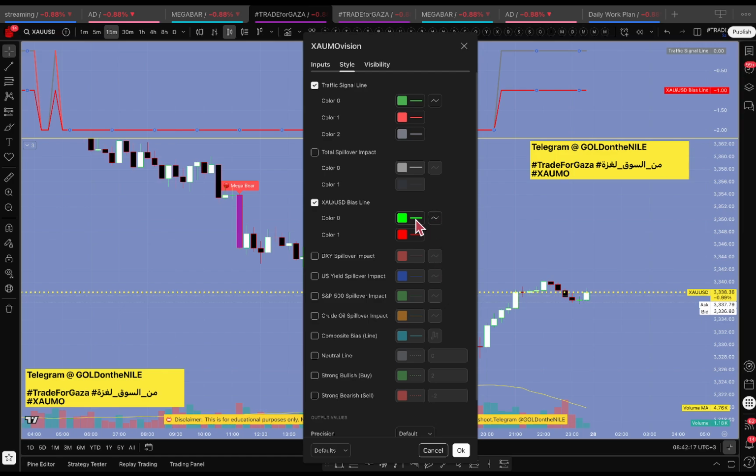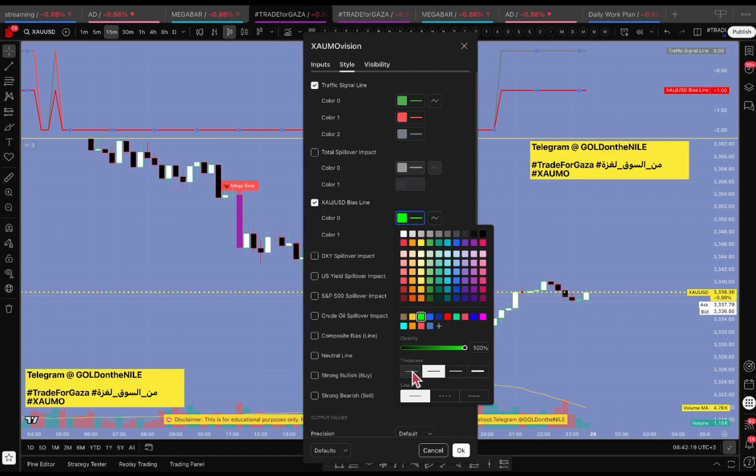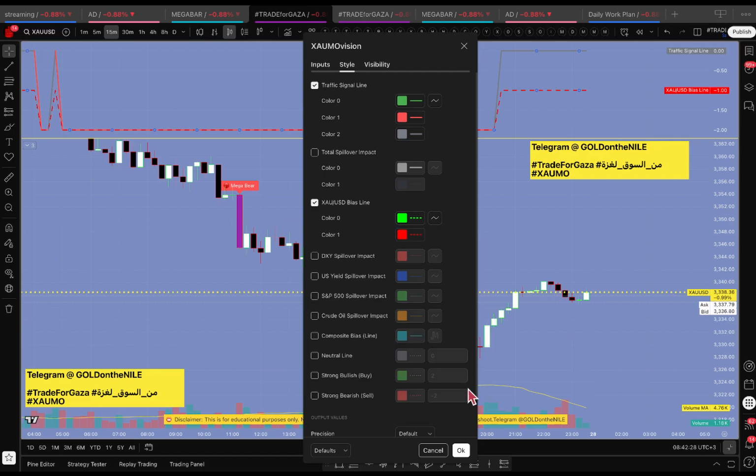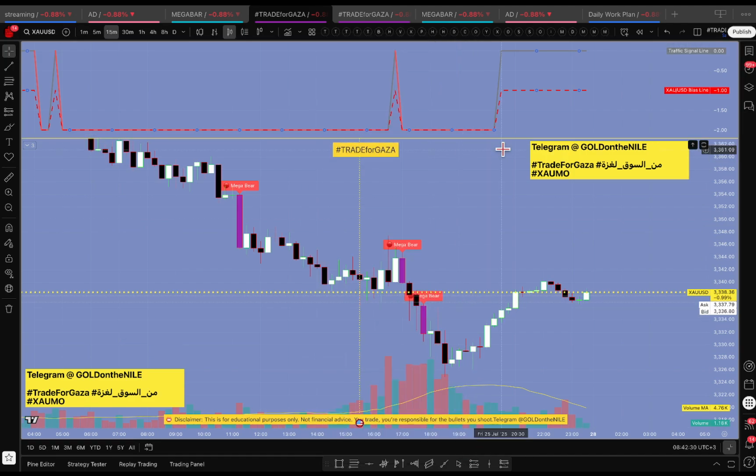And let's click this here. Let's change the settings so it can be obvious. Let's make it like that to distinguish them. And here we go. Here you are, guys.